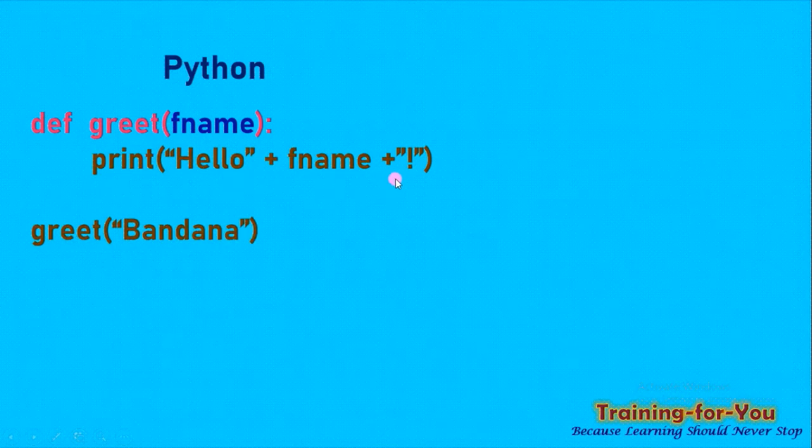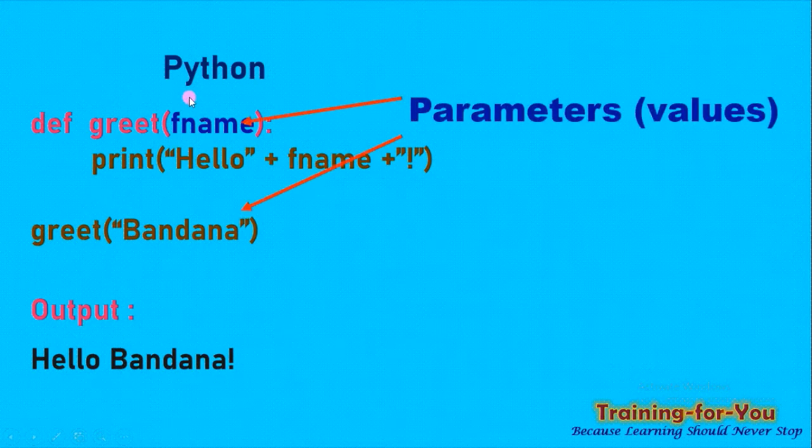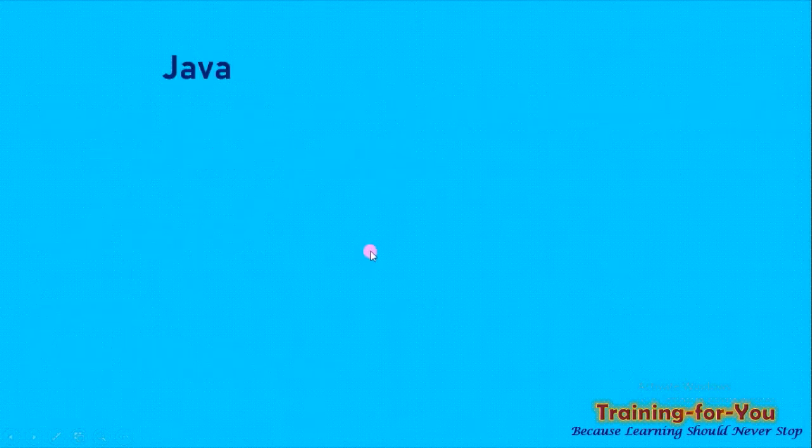Let's take two examples. One in Python. So this is the function greet, which only prints a line hello and then the value of this particular variable. And here we have called the function, and this is the output of the function. So here fname is the parameter name and bandhana is the parameter value. And when the function works, it gets this value through this parameter and displays this. Here fname is the parameter name and bandhana is the parameter value, so the function takes this value and only prints this line.